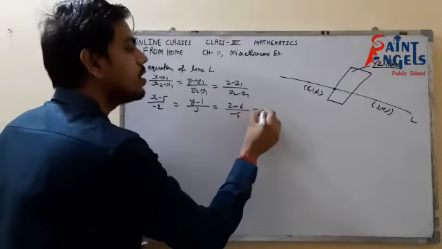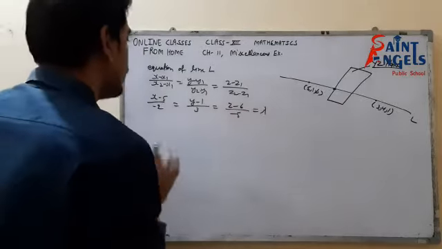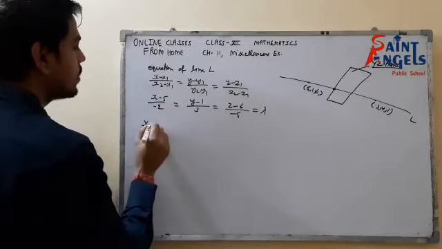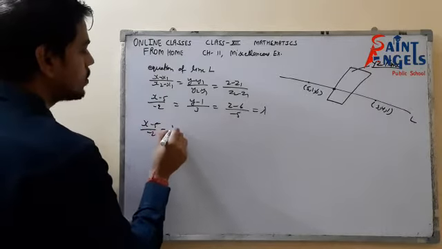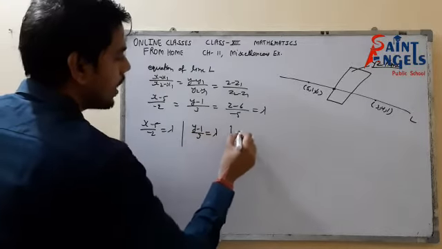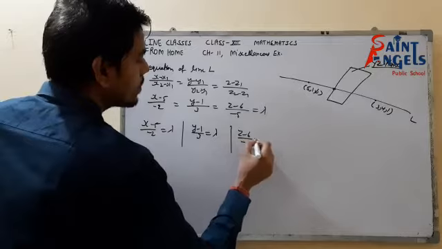Suppose this is equal to lambda. So now here, x minus 5 upon minus 2 equals lambda, y minus 1 upon 3 equals lambda, and z minus 6 upon minus 5 equals lambda.